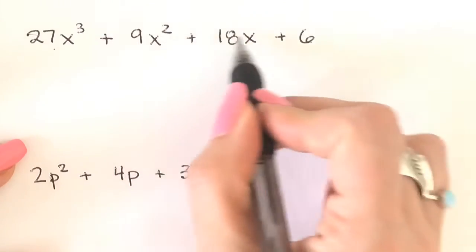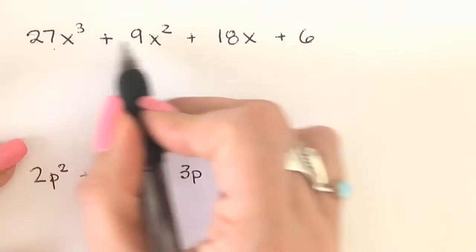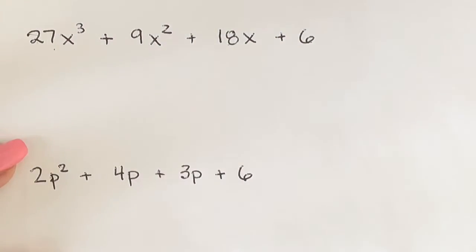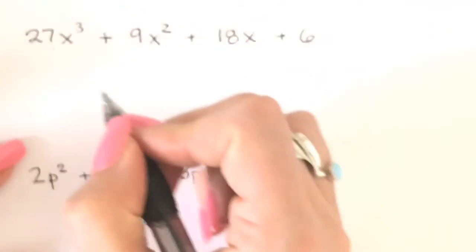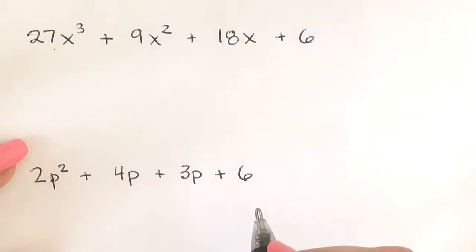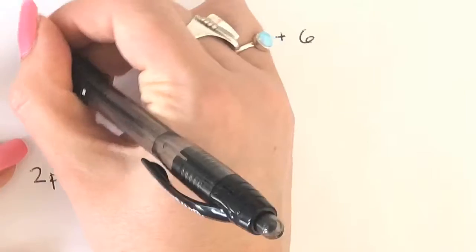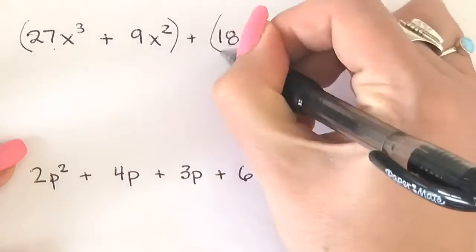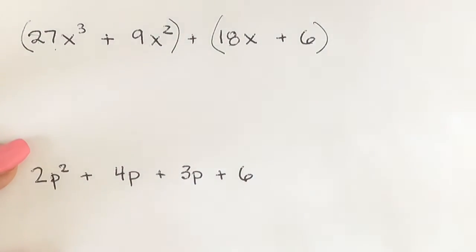Here I have 4 terms again, and none of these terms share a common factor. So what we're going to do is break it into our 2 groups of 2. And then in each group, we're going to take the common factor out.